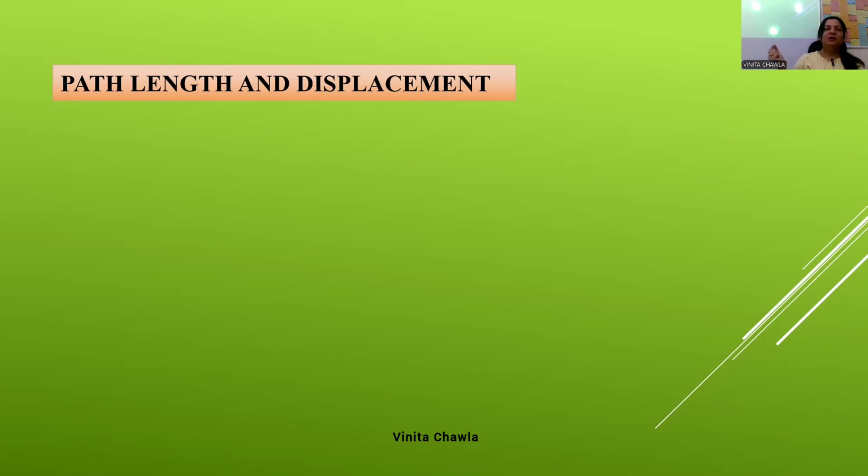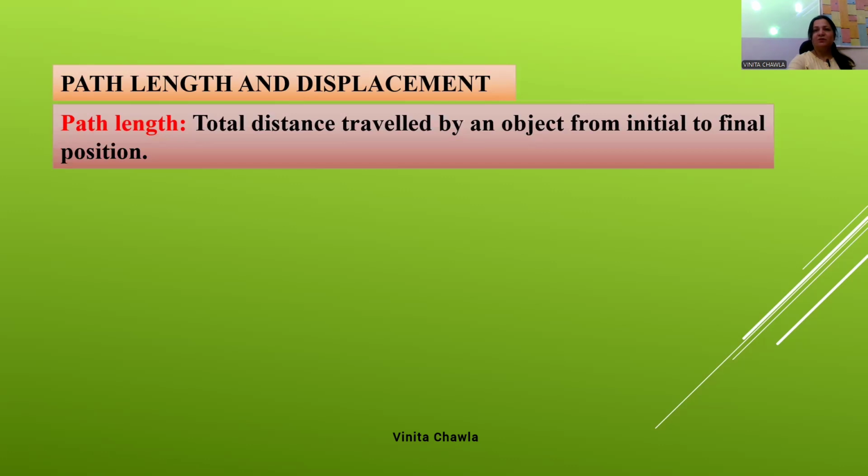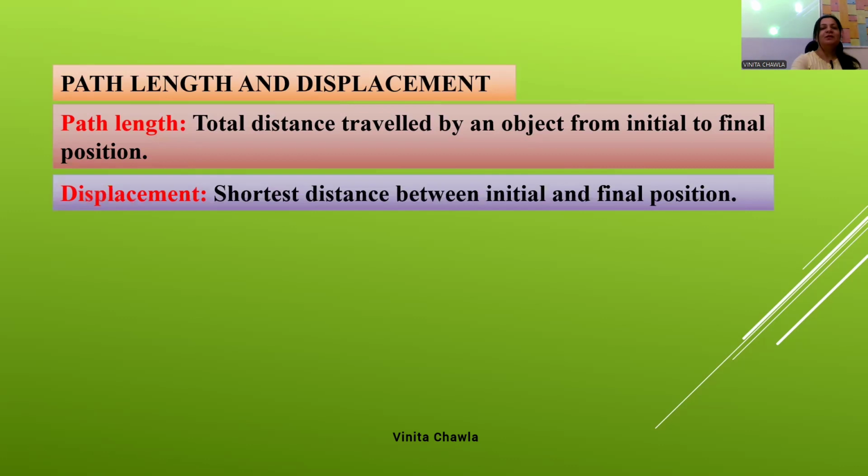There we consider initial and final positions of the object. We do not consider the path traversed by an object. We only consider the position where the object was and the position where the object is now. Okay. So path length is the total distance traveled by an object from its initial to final position, and displacement is the shortest distance. The straight line distance is the shortest distance. If we draw a straight line between initial and final positions, then we get the displacement. Okay, this you have done in class 9 as well.